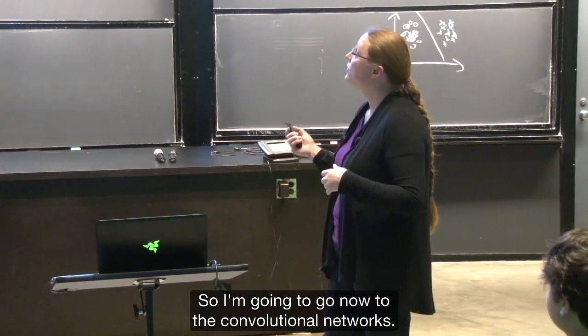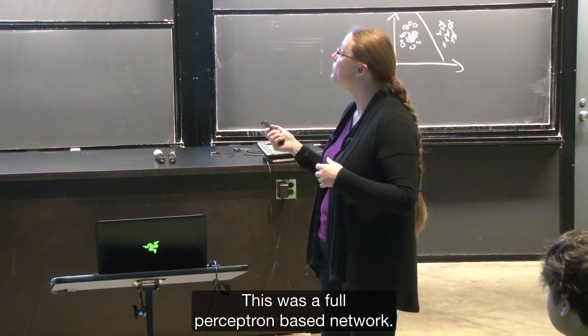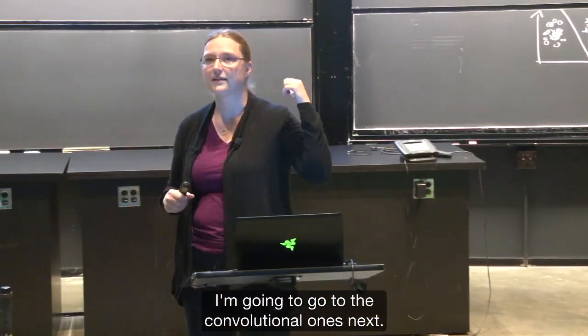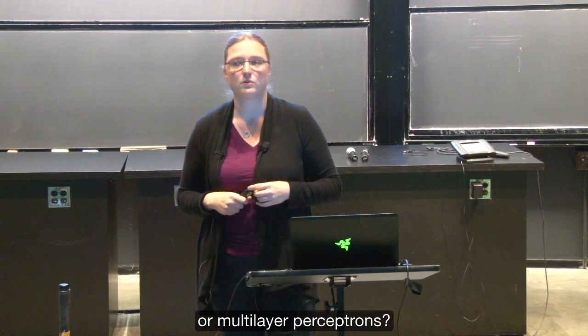So I'm going to go now to the convolutional neural networks. This was a full perceptron-based network. I'm going to go to the convolutional ones next. Are there any questions about the autoencoders or multi-layer perceptrons?